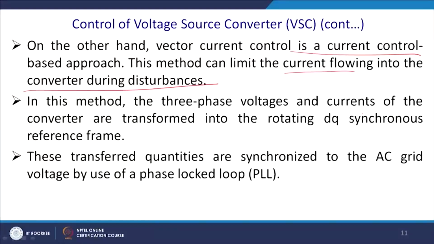And in this method, the 3 phase voltage and current of the converter are transformed into the rotating DQ frame once you are converting the AC to DC to fit into the DC microgrid. This transformed quantity is synchronized to the AC grid voltage by using a phase lock loop. So, you will convert the AC to DC, and this will maintain the phase lock loop. We shall discuss it here.